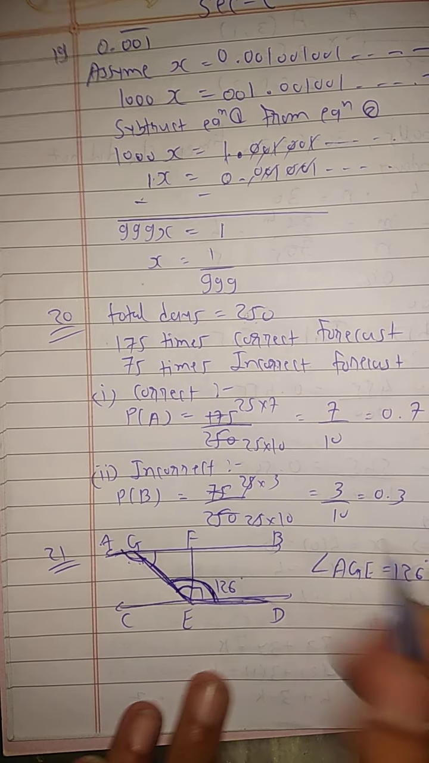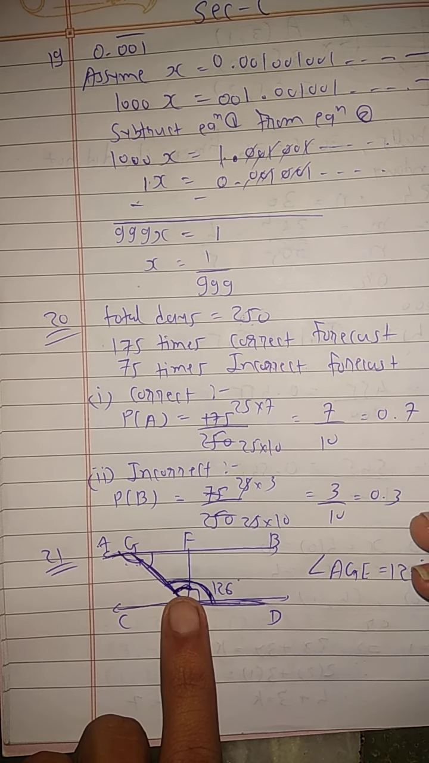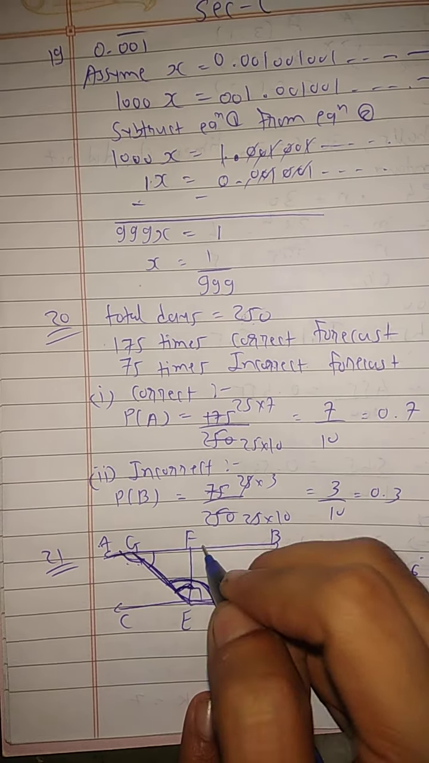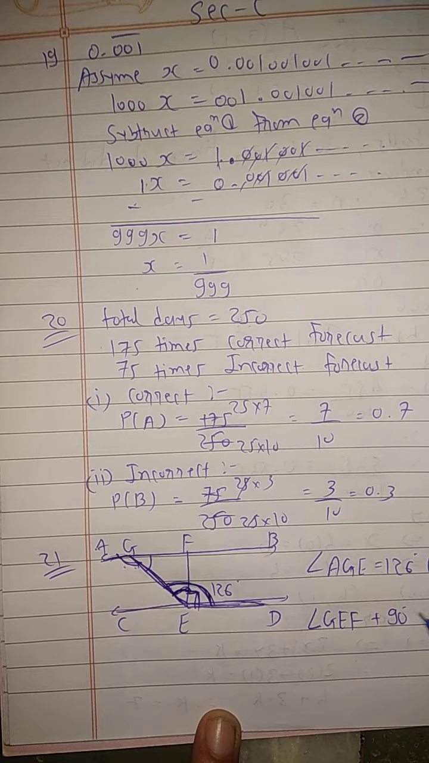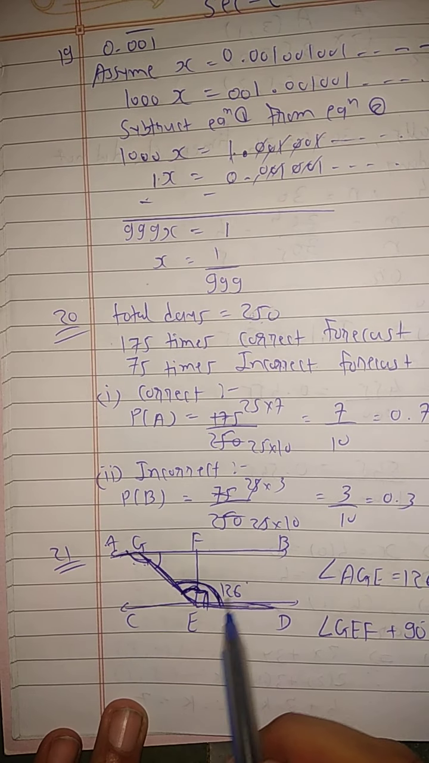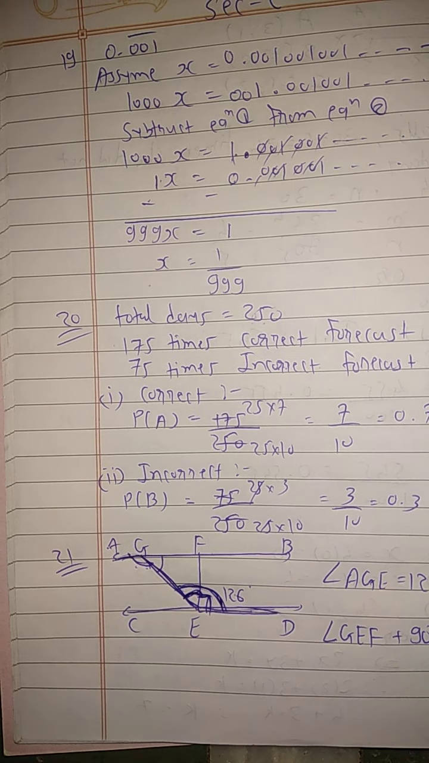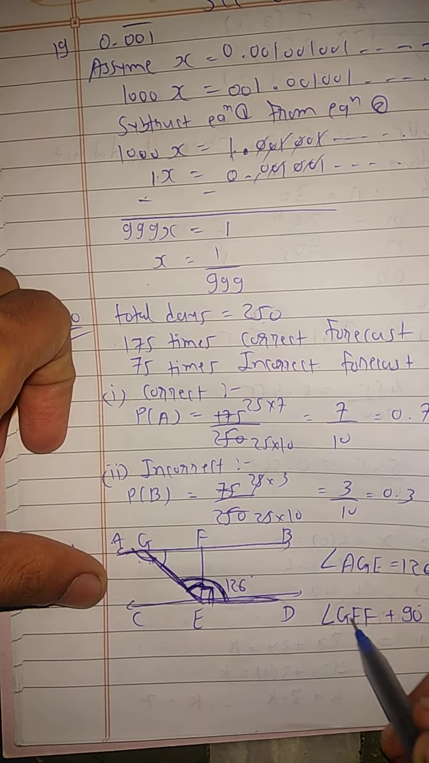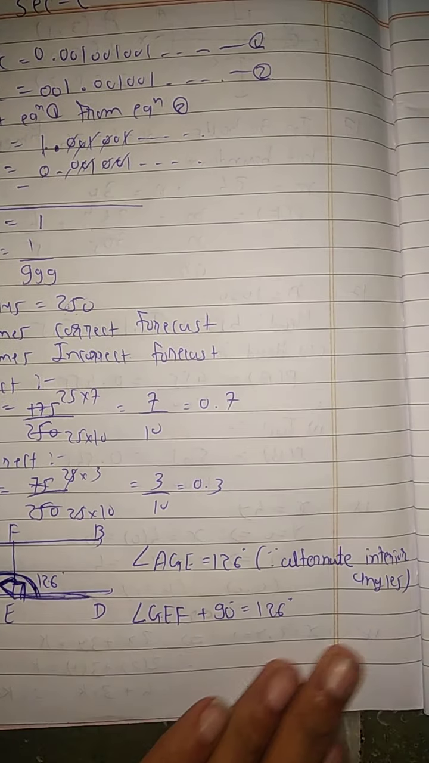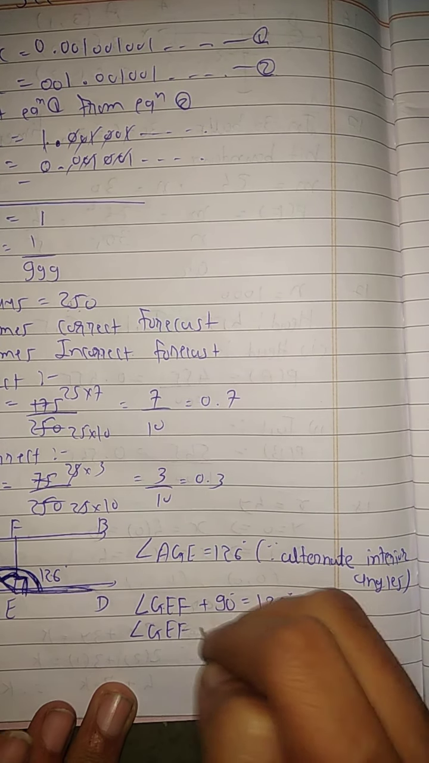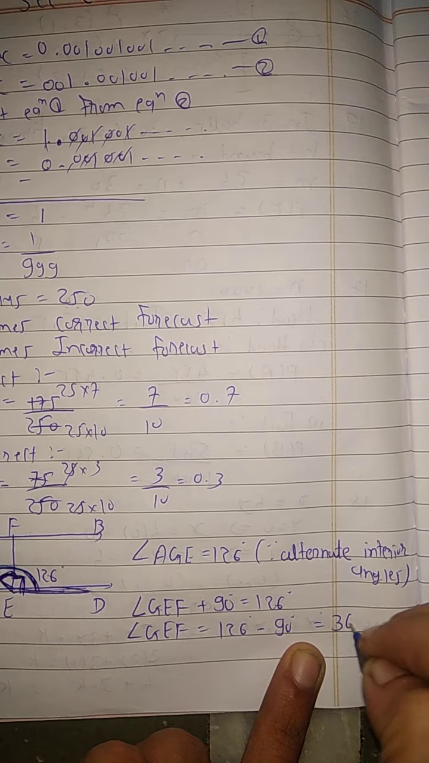Okay, now the second angle we need to find is this angle, that means angle GEF. Angle GEF plus this 90 degree is equal to 126, right? This whole angle is 126. Out of that, this is 90 degree, and the remaining we need to find. So from here we can find the value of GEF. Transfer this 90 to the right hand side, so 126 minus 90, it is 36.